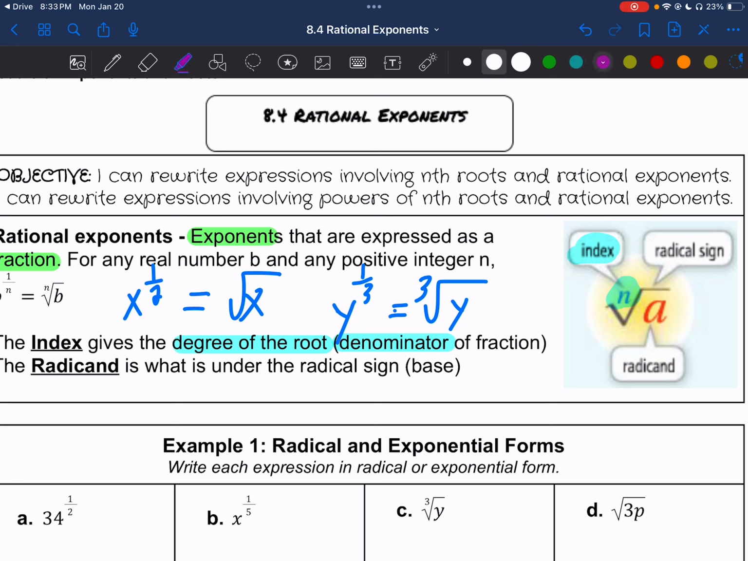The second definition here is the radicand, and that is what is under the radical sign, and that's your base. So that's your radicand. It's your base, and that is what's being raised to that rational exponent, that fractional exponent.